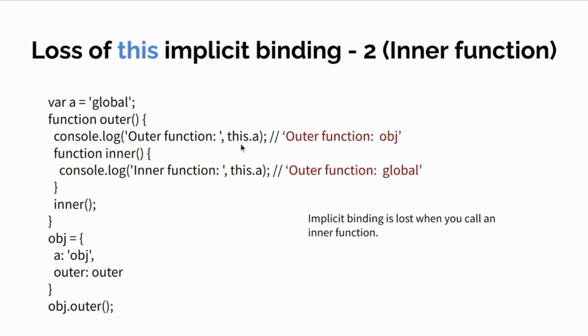So when you call the outer function, this is obj. But in the inner function, it is the global variable a. This is what we call the loss of implicit binding. You might have thought that just because the value of this in the outer function is something, it should carry over to the inner function.